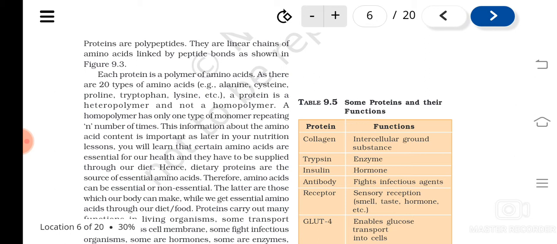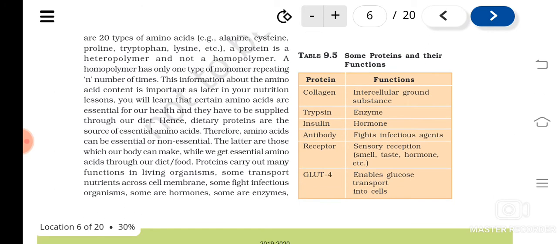Heteropolymer means it is made up of different types of monomers. As there are 20 amino acids and they are found repeatedly in a polypeptide chain, proteins are examples of heteropolymers. Polymer means what? A molecule formed by the repetition of monomers. If the monomers are of the same type, we call it a homopolymer, and if they are of different types, we call it a heteropolymer.